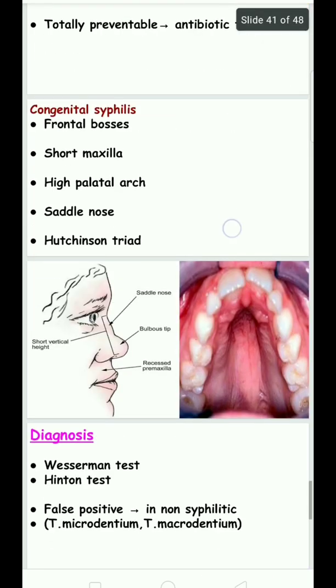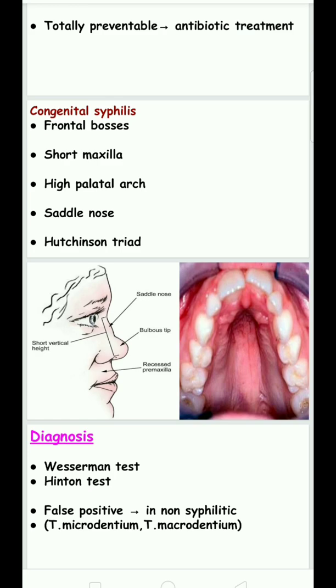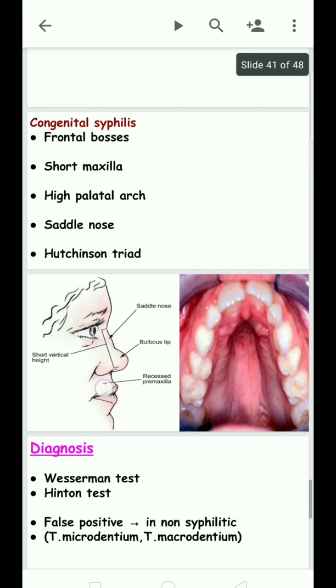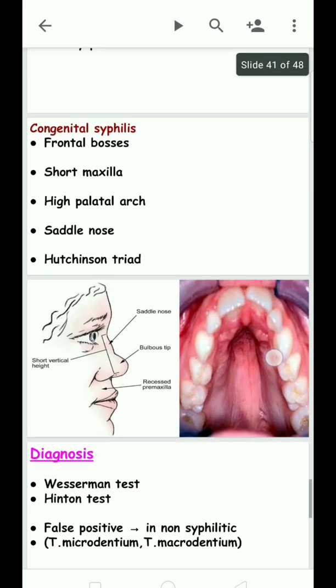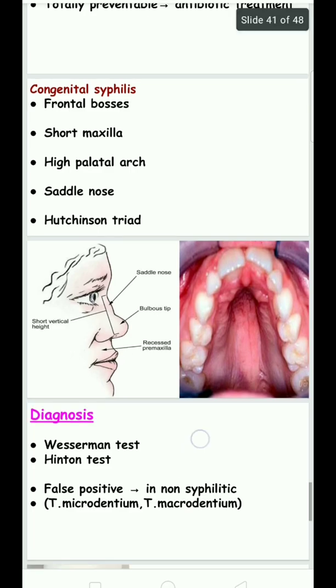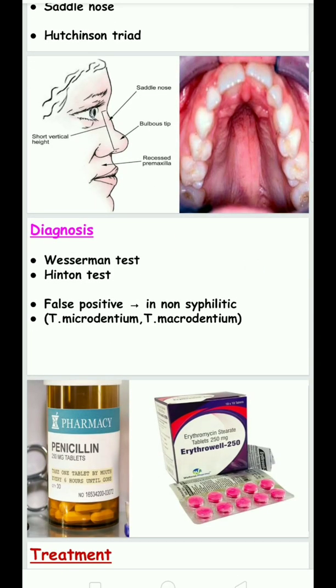treatment. Congenital syphilis shows frontal bossing, short maxilla, high palatal arch and saddle nose, and Hutchinson's teeth are also seen. In diagnosis, the Wassermann test and the Kahn test are done, and false positives occur in non-syphilitic patients because of the presence of Treponema microdentium and Treponema macrodentium.